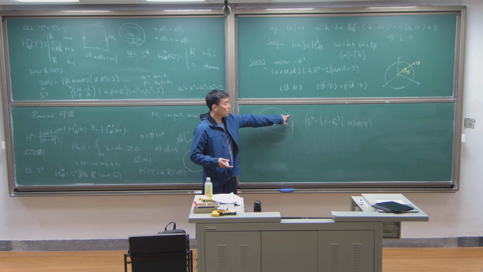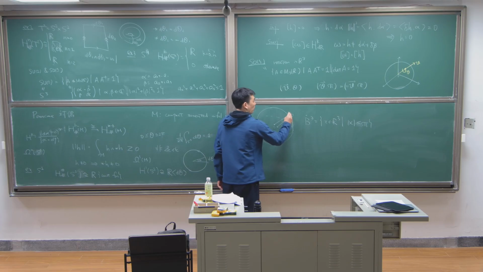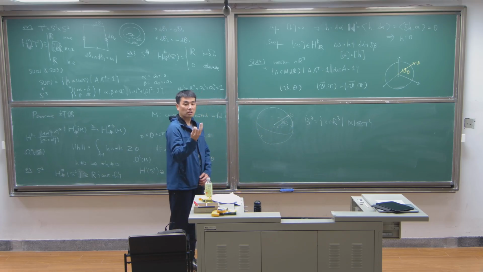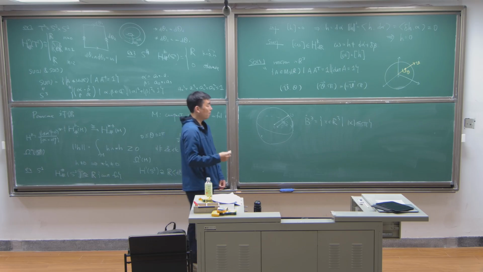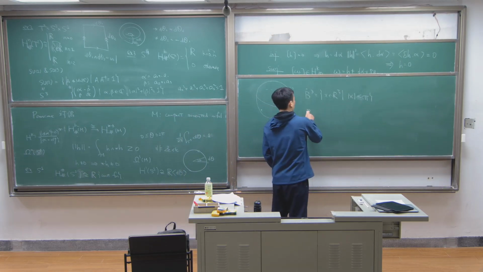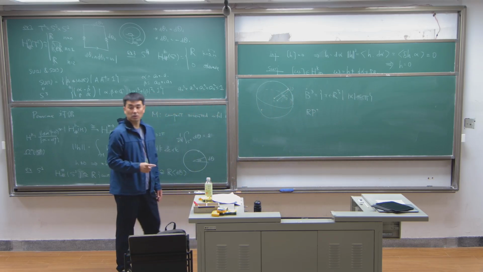A rotation of pi in one direction is the same as the rotation of pi in the opposite direction. Therefore, you have to identify this point and the opposite point at the boundary. So at the boundary, it will become RP2. RP2. Is that okay?